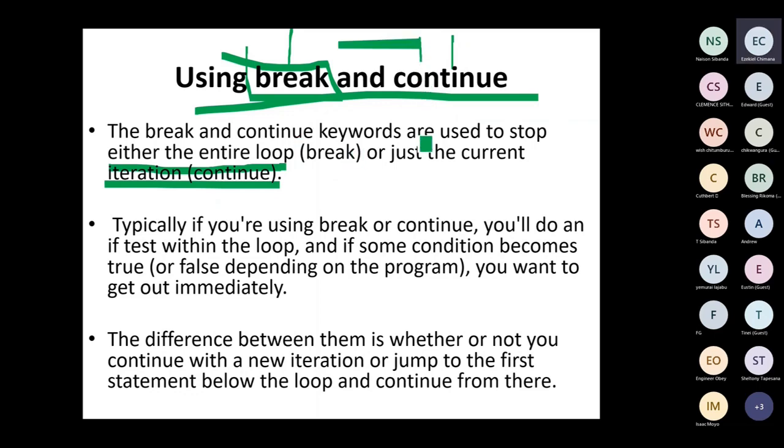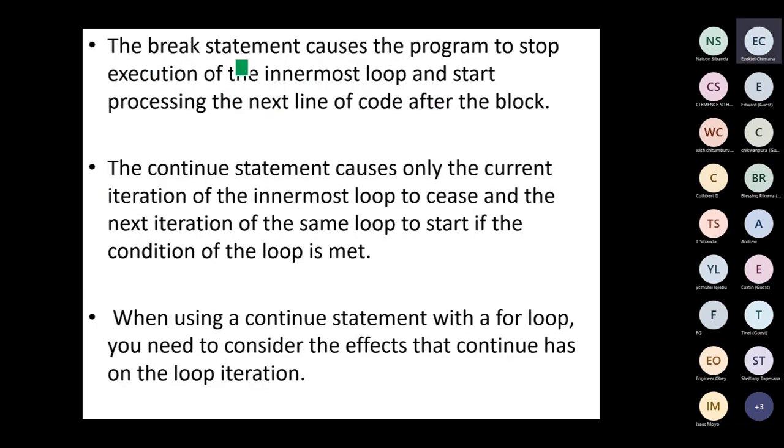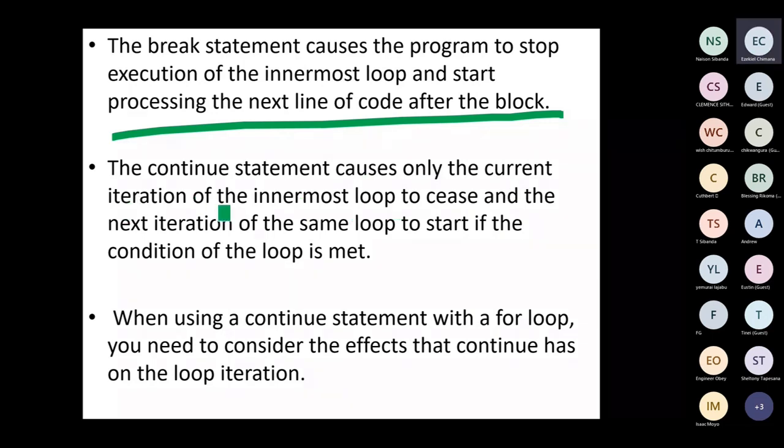For continue, you exit that iteration and then you start the next iteration. So the break statement causes the program to stop execution of the innermost loop and start processing the next line of code after the block. The continue statement causes only the current iteration of the innermost loop to cease and the next iteration of the same loop to start if the condition of the loop is met.